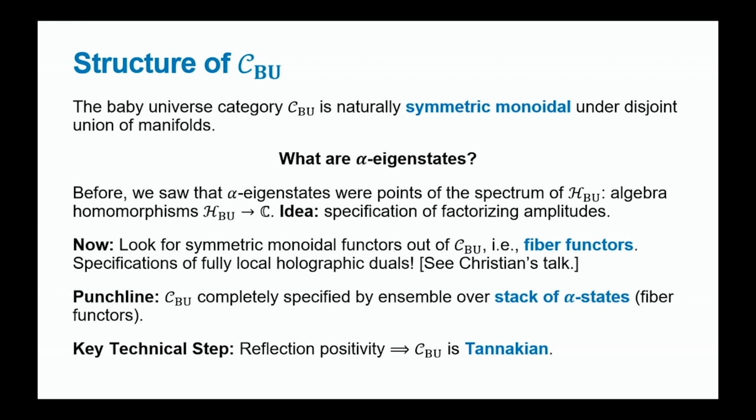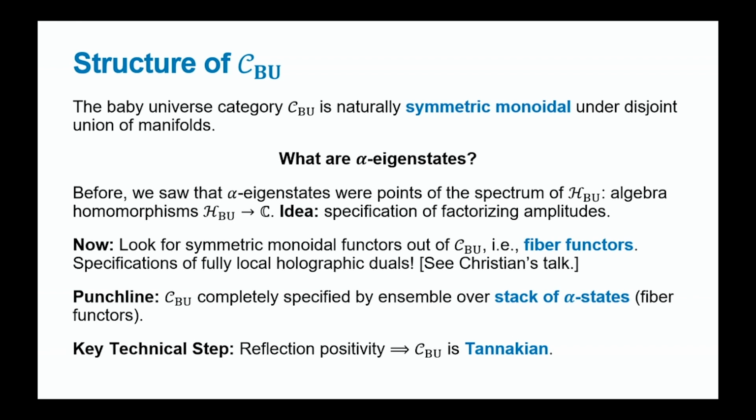So in this case, we have a baby universe category, and it naturally is a symmetric monoidal category. So it has a fusion, and the fusion is as abelian as possible under the operation of disjoint union. Again, for the same reason as before. And in this context, we can ask, what are alpha eigenstates? So before we saw that alpha eigenstates were points of the spectrum of the algebra. The idea there is that an algebra homomorphism out of the baby universe Hilbert space is an assignment of factorizing partition functions to all possible boundaries.